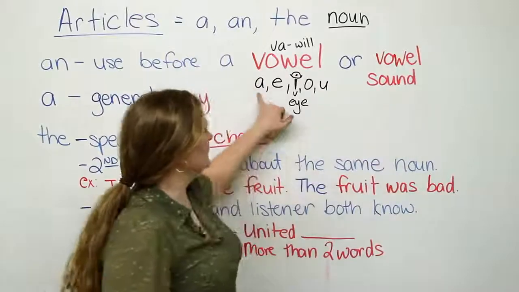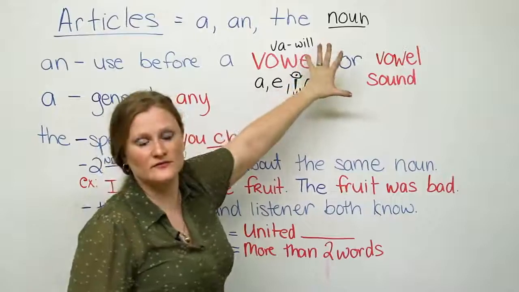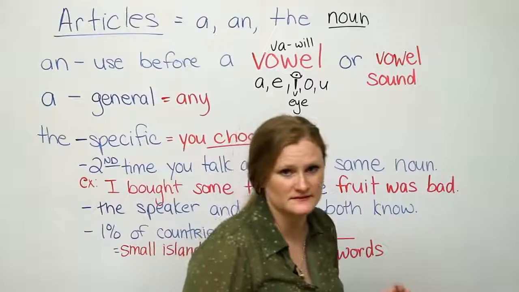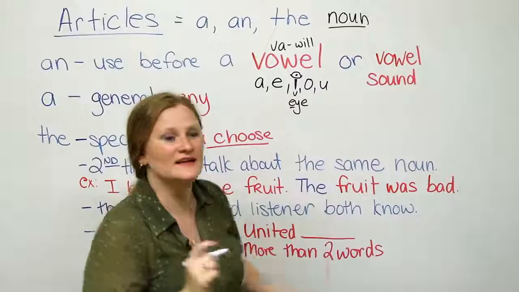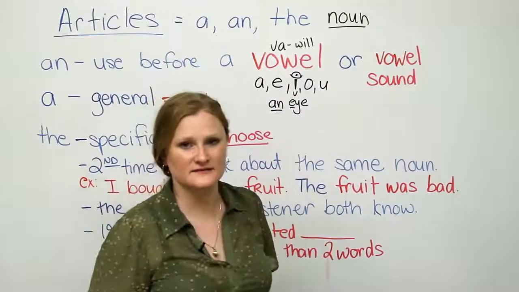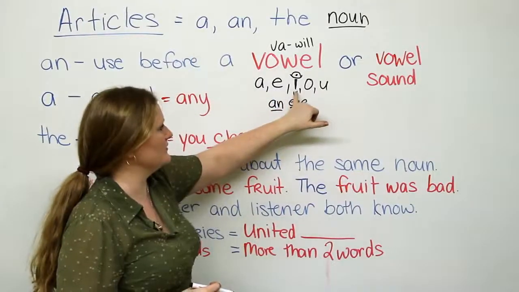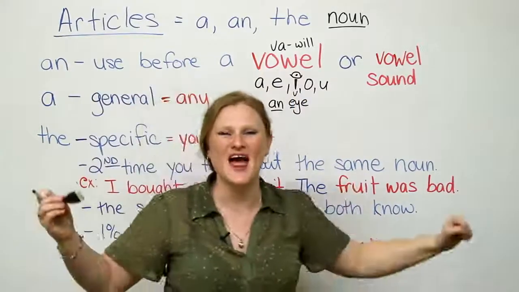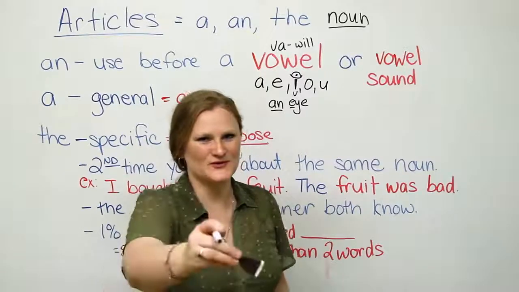So, if you have a vowel, A, E, I, O, U, that begins the noun, you have to use an. For example, I. Oh, yay! We have to say an I, because the word I begins with a vowel. If the word begins with the letter I, for example, ice cream, yay! We have to say, I'd like an ice cream. Do you like ice cream?